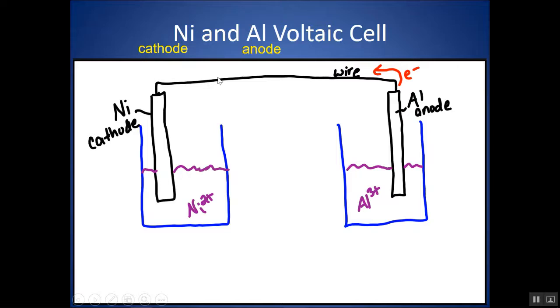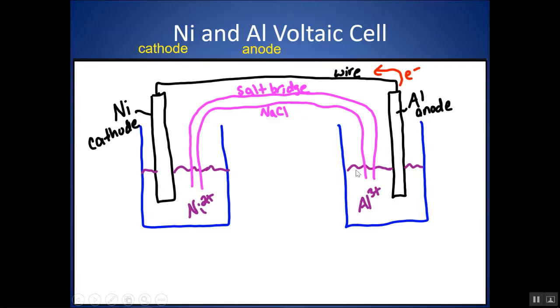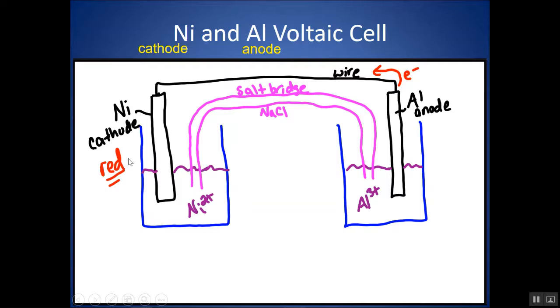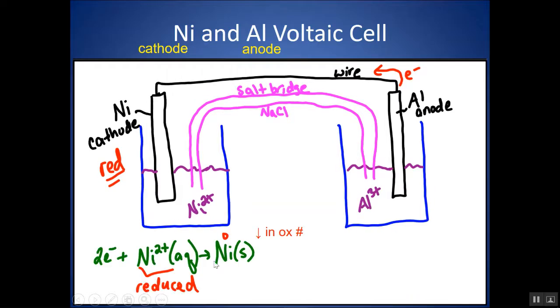Electrons would go through the wire from anode to cathode, always, with a salt bridge so that we can complete the circuit and prevent any charge buildup. We know that reduction's happening here, so I could copy my reduction potential reaction that was right there in the chart right down.